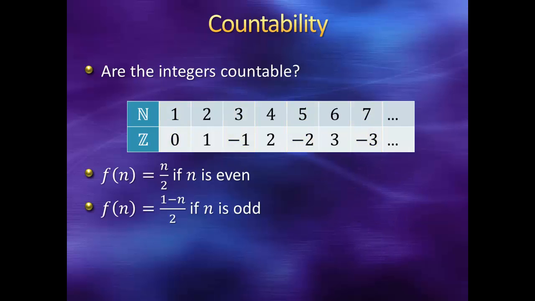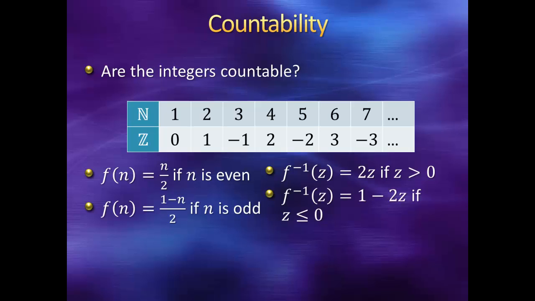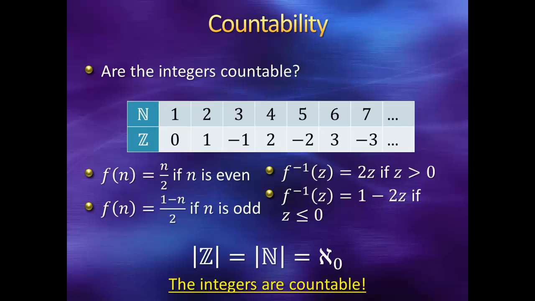If an integer z is greater than 0, then f inverse of z is 2z. And if z is less than or equal to 0, then f inverse of z is 1 minus 2z. Feel free to plug some values into f and f inverse to see how they work. f of n tells you what the nth integer in the list will be, and f inverse of z tells you the index of the integer z. Thus, f is our bijection, and we conclude that the integers are in fact countable.